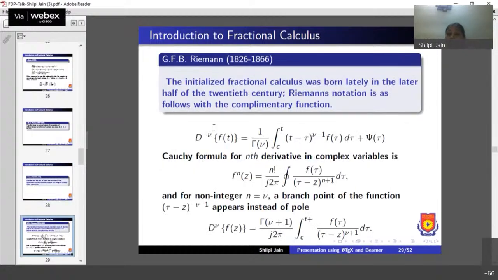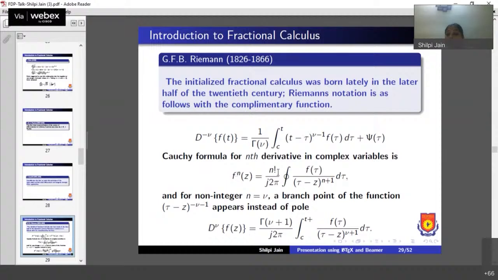Now, another researcher, G.F.B. Riemann, in 1826 to 1866, initialized fractional calculus, which was born lately in the latter half of the 20th century. Riemann's notation is as follows with the complementary function. D raised to power nu of f(t) is equal to 1 upon gamma nu integral of c to t of (t minus tau) raised to power nu minus 1 f of tau d tau plus psi of tau.